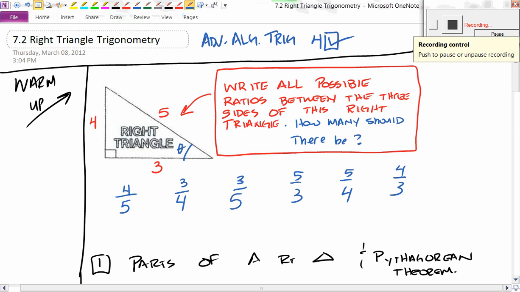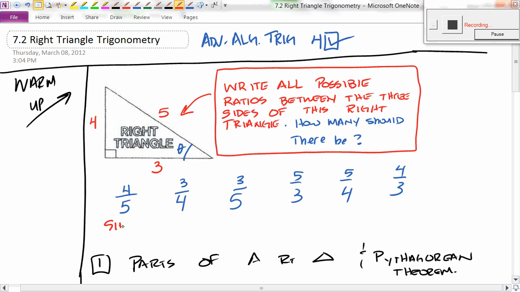So we figured out that the 4/5 is the sine of theta, right? Which one is the 3/4? That's the cotangent of theta. Good. Which one is the 3/5? That's the cosine of theta. Very good. Which one is the 5/3? It's secant of theta. Very good. Which one is the 5/4?